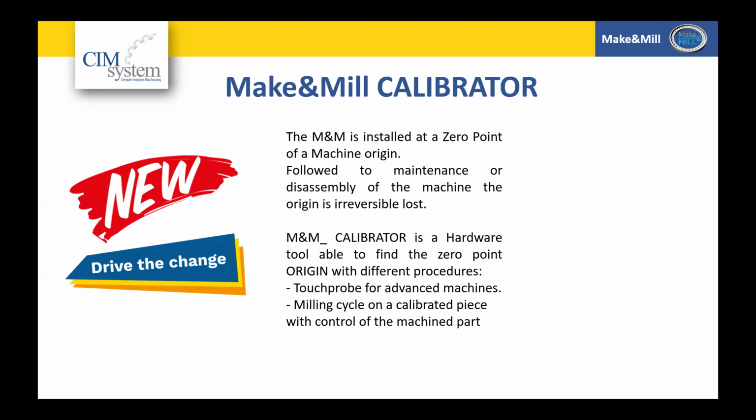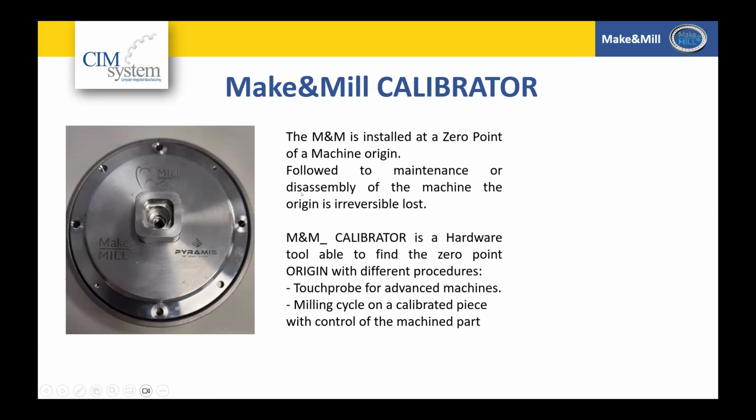When we are installing Make&Mill models, it is aligned with a zero machine point, which serves as a reference origin for all the operations. It might sound a little complicated, but it's not. In some cases, after maintenance, for example, the origin can be permanently lost, and the whole setup needs to be recalibrated. To solve this issue, we use a tool called the M&M Calibrator, and M&M is not a chocolate candy. It's a hardware device that helps us accurately find and restore the zero point origin.